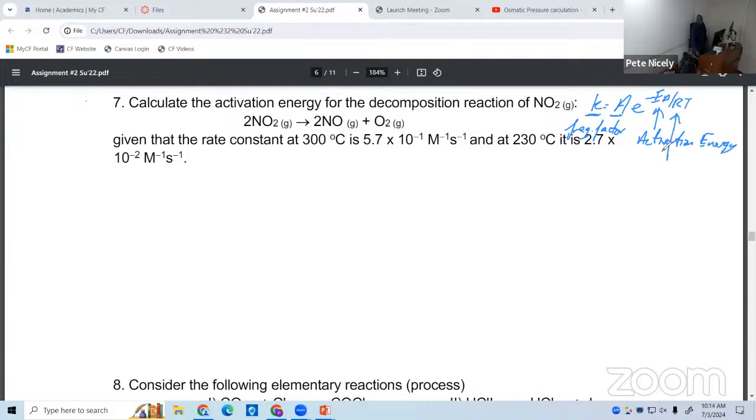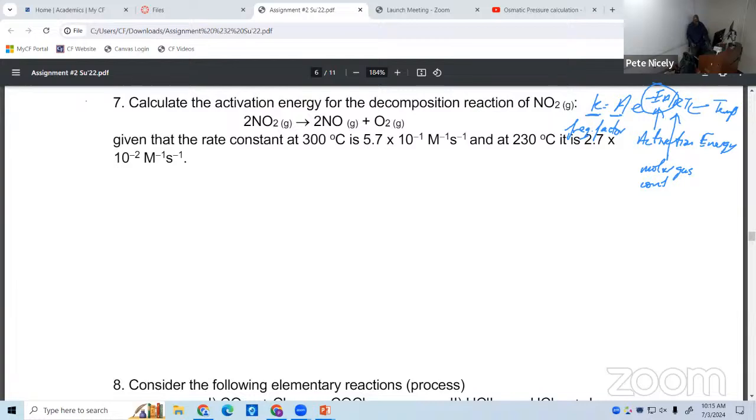R is called the molar gas constant. And T is the temperature in Kelvin, right? Now, here's the thing. The activation energy, I would say, is probably the most important term in this equation. It represents the energy required for the reaction to take place.